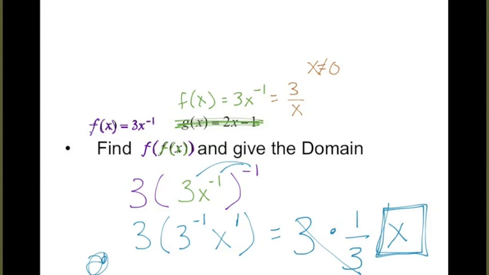Then we want to consider the domain of our final answer. Our final answer was x. So are there any even roots there? Is there any division there? No. So that doesn't have any problems, but we need to accumulate any problems. So we're still going to have our domain be that x can't be 0. Even though our final answer didn't have any problems, the original had problems.